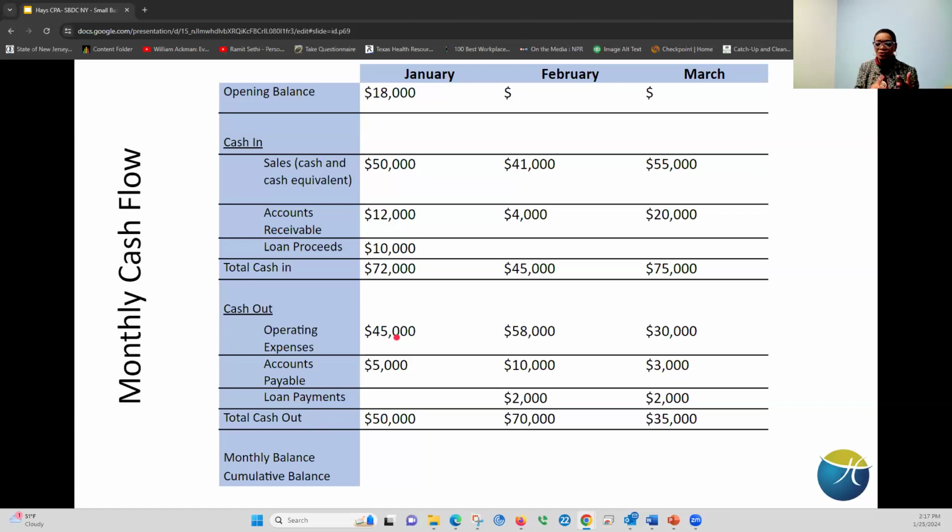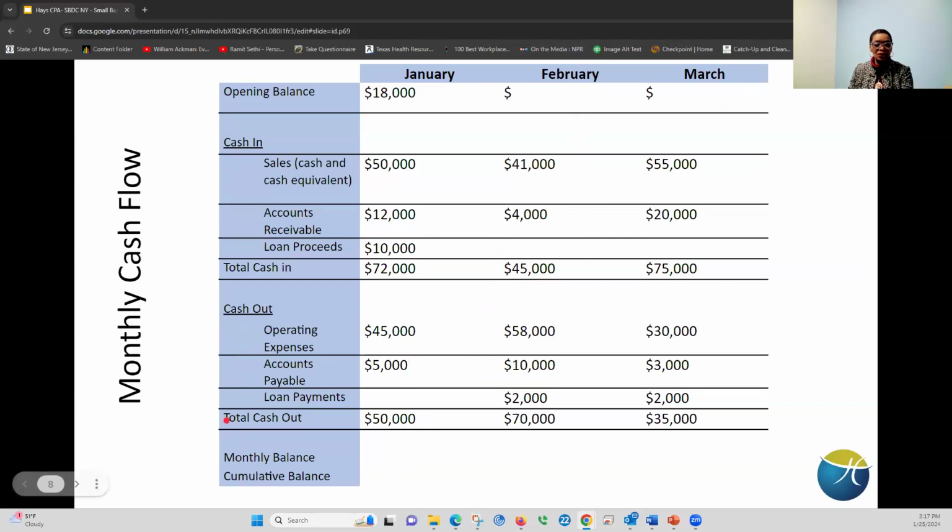And then when we look at the outflow, they spent $40,000 on just their operations, rents, bills, telephone expenses, office supplies, and things of that nature. They paid down their accounts payable, right? So that total outflow is $50,000. And then you see what happens each month. We also have the projection.